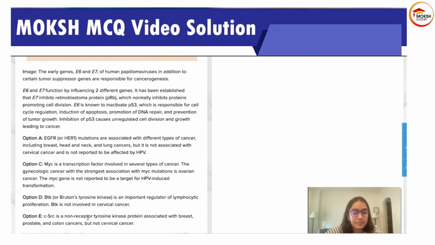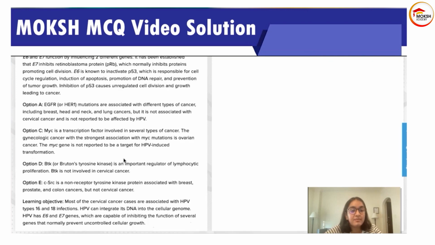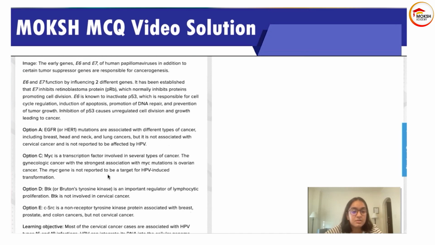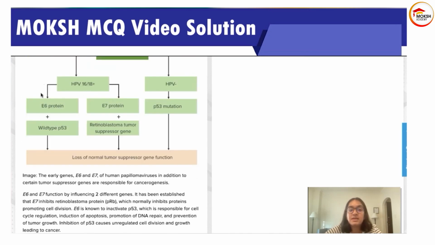Some of the other important markers as well. EGFR mutations are associated with different types of cancer like breast, head and neck, lung, but not with cervical cancer. MYC is associated with gynecological cancer, but the strongest association is ovarian cancer, but not cervical cancer. BTK is an important regulator of lymphocytic proliferation, and SRC is associated with breast, prostate, and colon. So E6 with P53, E7 with RB, these are very high yield points to remember.